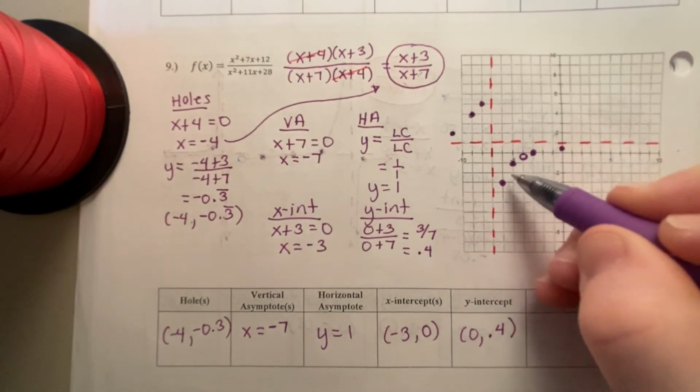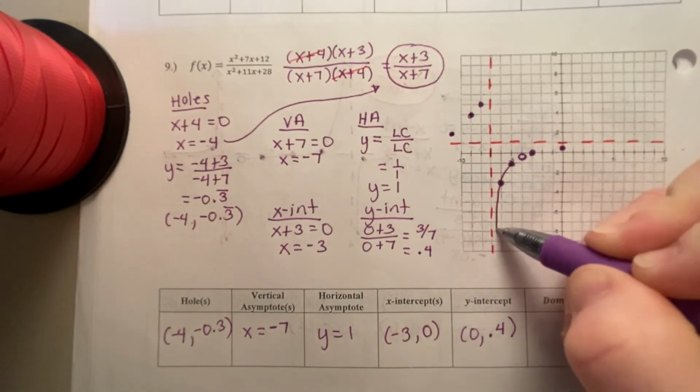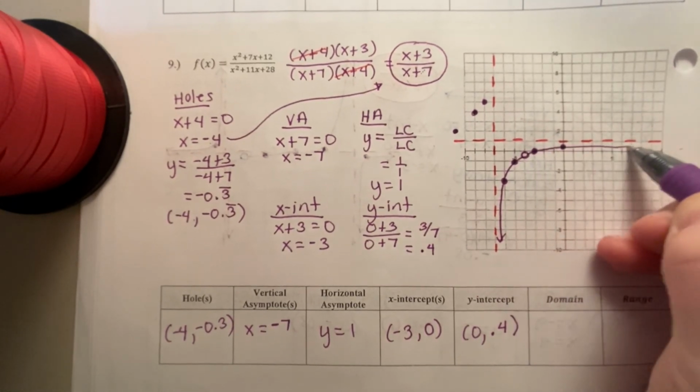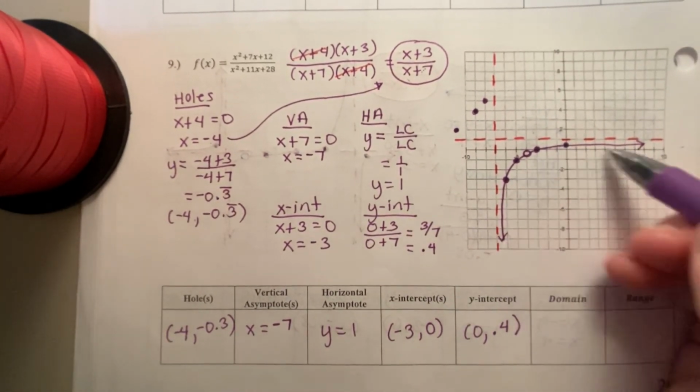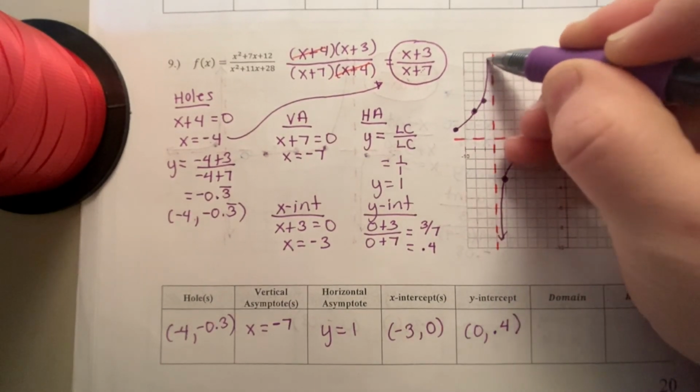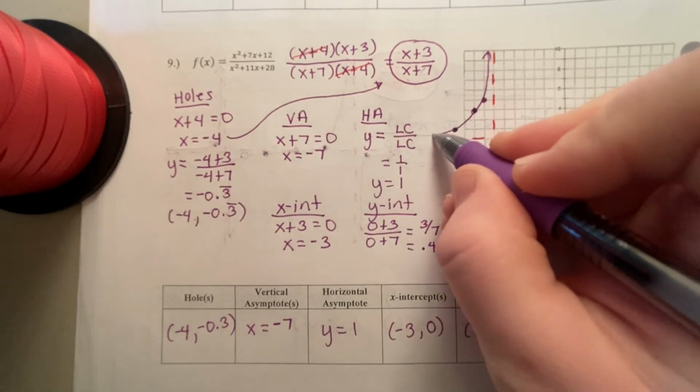Remember, these points are going to approach the asymptotes, but it's not going to go through the hole. It's going to kind of jump over the hole. So I kind of have a boomerang looking graph over here, and then you'll notice all of these points, they just curve towards their asymptotes as well.